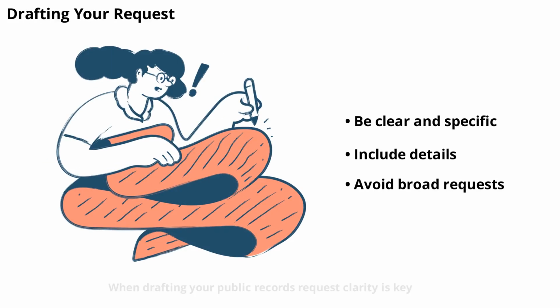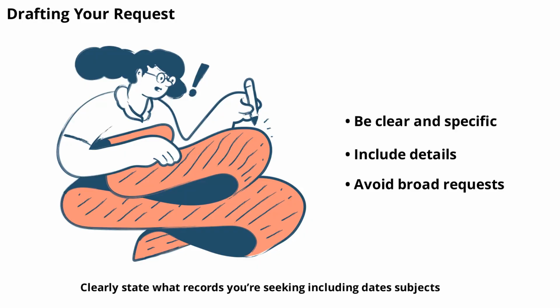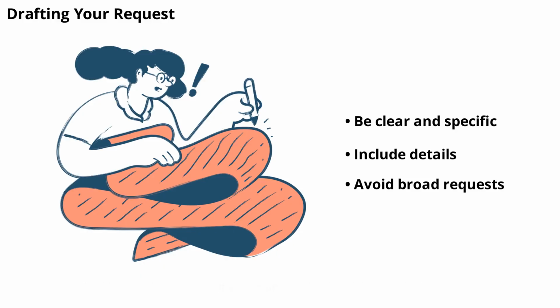When drafting your public records request, clarity is key. Clearly state what records you're seeking, including dates, subjects, or specific documents if possible. The more precise your request, the easier it will be for the agency to locate the information. Avoid overly broad requests, as these can lead to delays or denials. If you're unsure, many agencies are willing to help clarify your request.